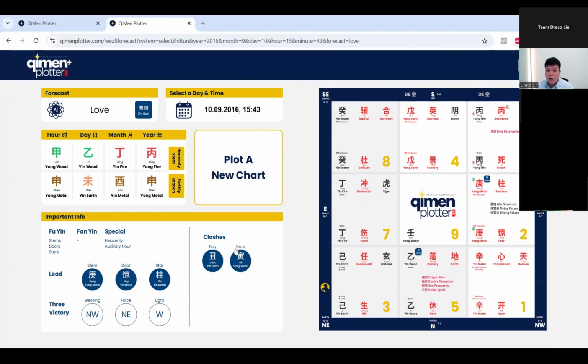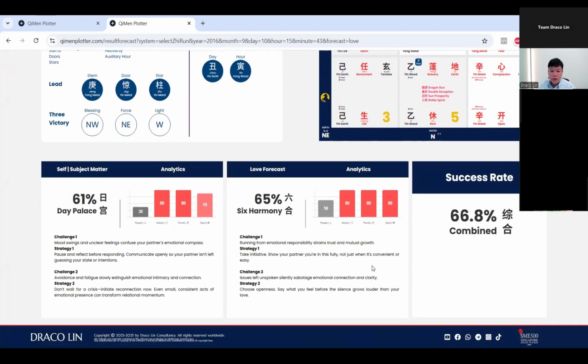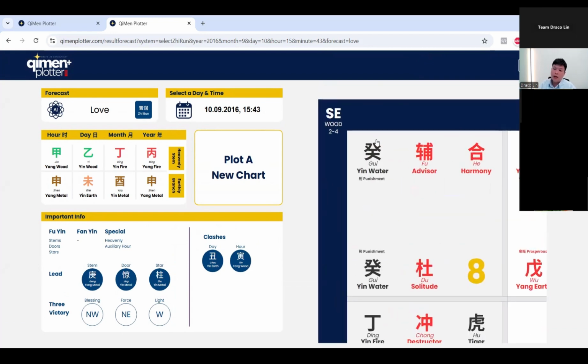Okay, so right now we don't talk about the analytics first. We talk about the chart. If you are a new beginner, then definitely when we talk about love, we will use the sixth harmony. Look here, it's pretty small. Click on it and it will enlarge. That's where the harmony is, in red. The advisor is in red. The solitude door is in red.